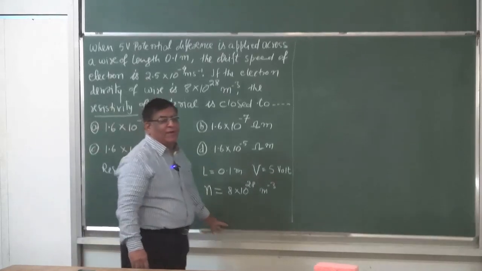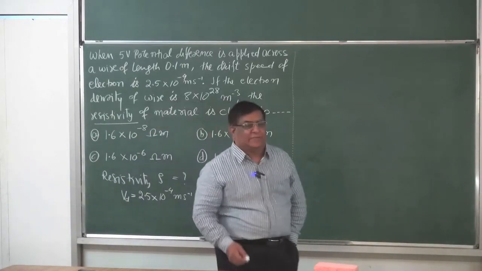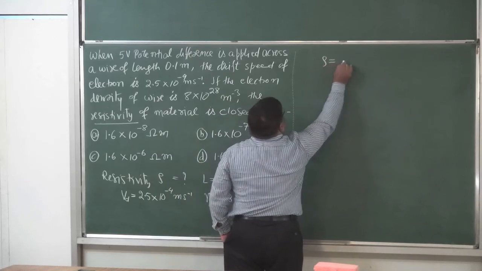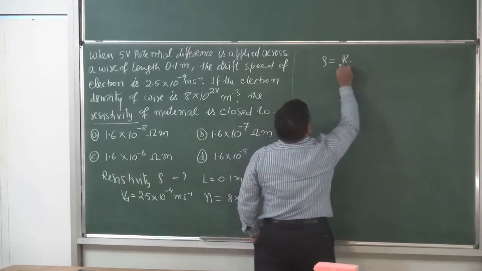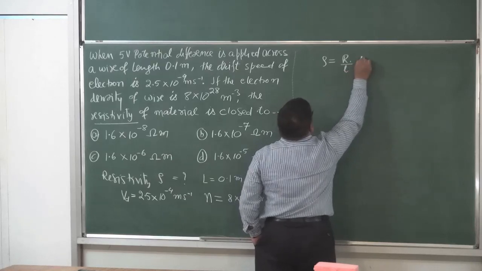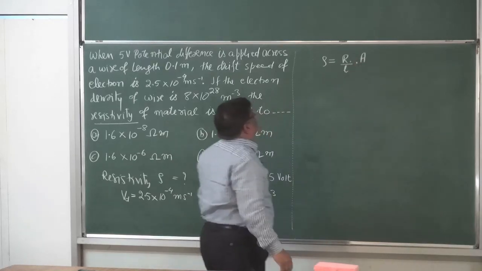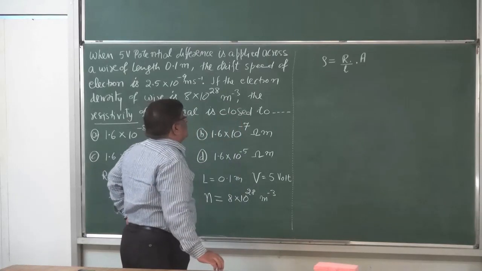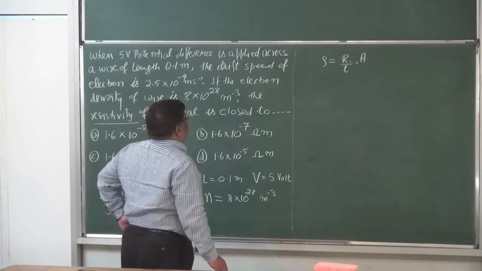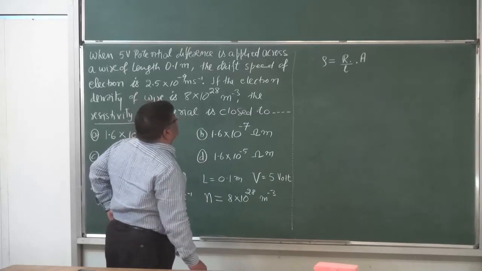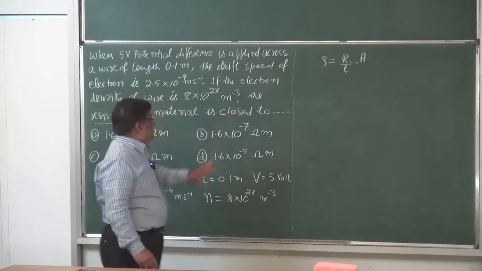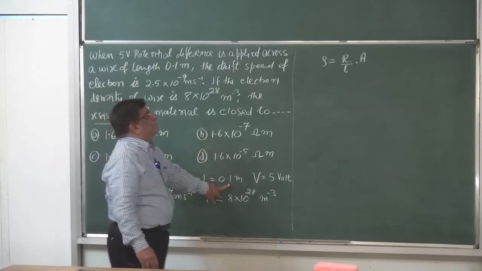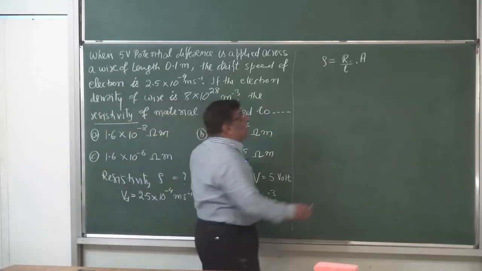What are the relations? Do you remember any formula? What we have to find out is resistivity. So number one, we must write a formula for resistivity. The resistivity, we know it is R A divided by L, that is R into A upon L. Is it okay? Yes. Okay. Now, total resistance, is it given? No. Length given? Yes. Area not given.